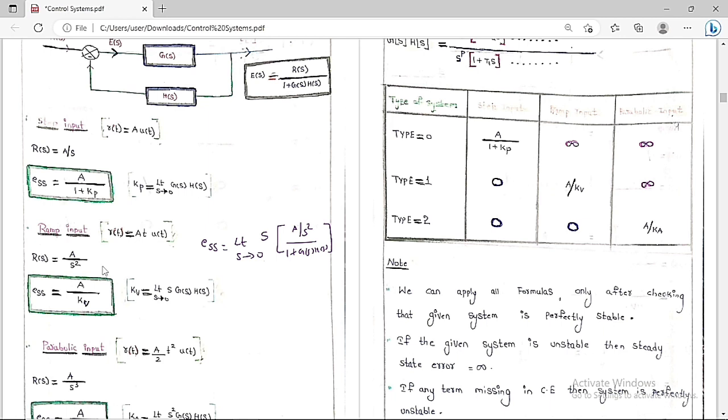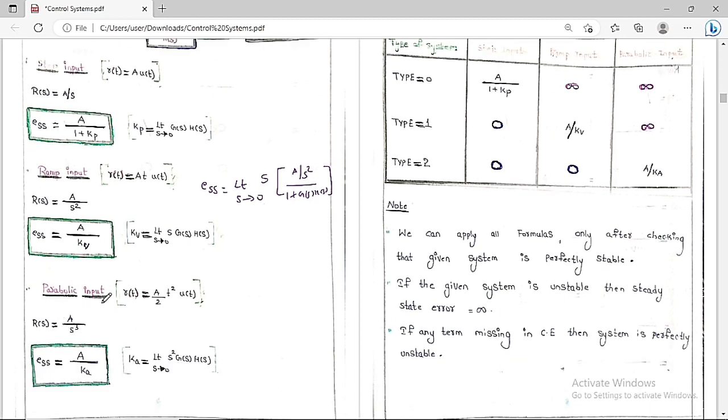If we substitute s equal to 0, then this part is equal to 0. So only this part remains, which is A by Kv. Kv is nothing but limit s tends to 0, s into G of s H of s. So this is the value of the steady state error, equal to A by Kv, where Kv is equal to limit s tends to 0, s into G of s H of s. You get this from this expression. So this is the expression of the steady state error for the ramp input.